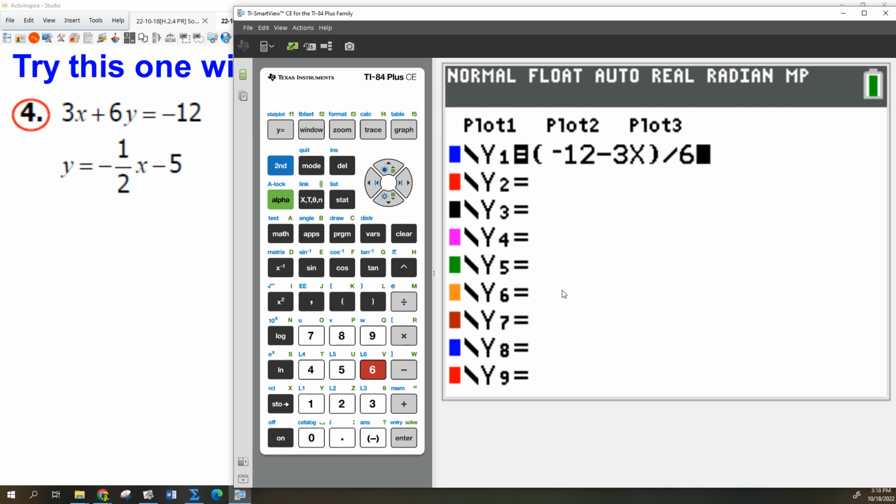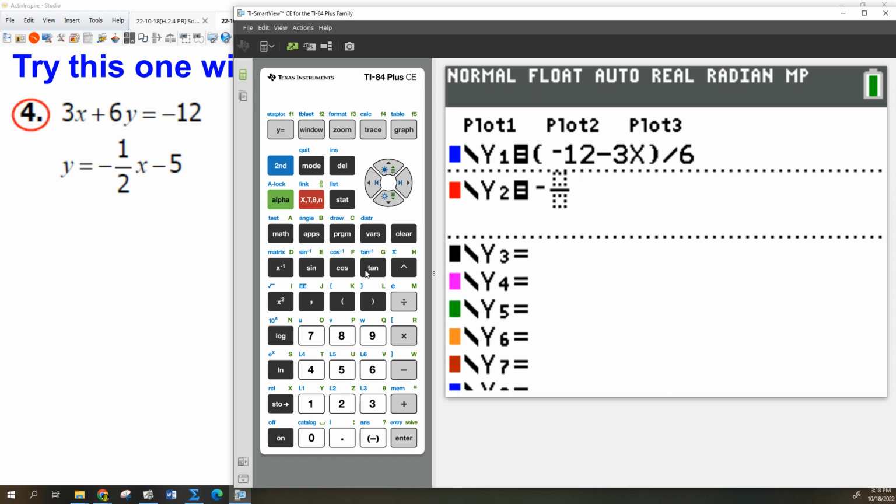Okay. So we graphed one of them. Now we'll come down and graph the other one, and I get y equals negative. I'll go ahead and put the fraction template in, 1/2 x minus 5. What's that?